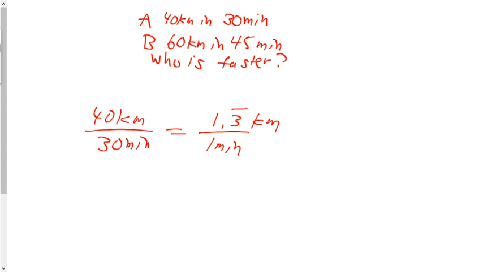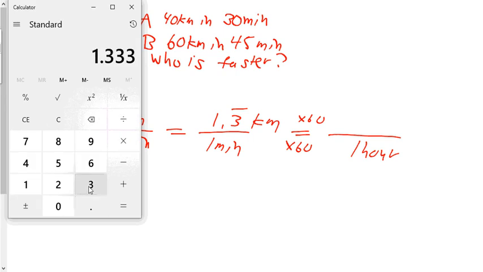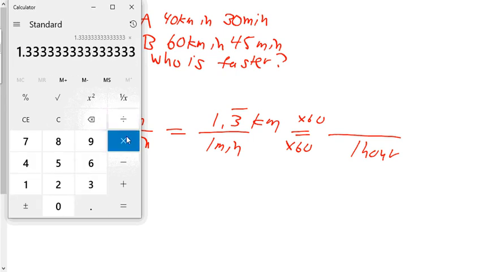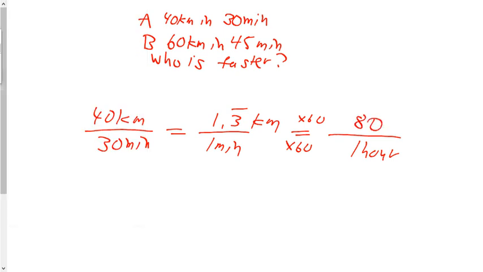Now, if you want to bring that to an hour, you could. You can multiply it by 60, just because it looks better. You don't have to, but for 1 hour, it seems more reasonable. 1.3 repeating multiplied by 60 is roughly 80. So person A was going 80 kilometers per hour.